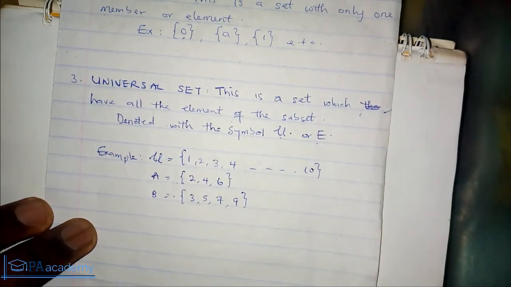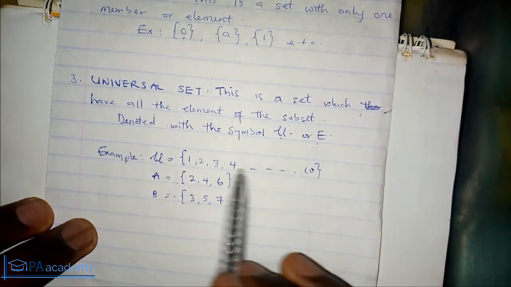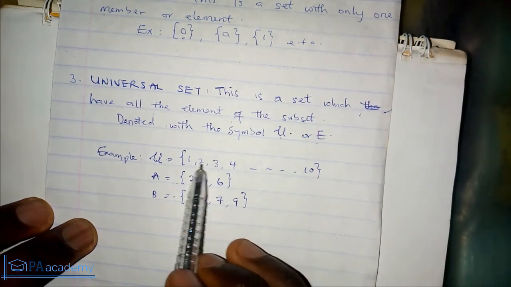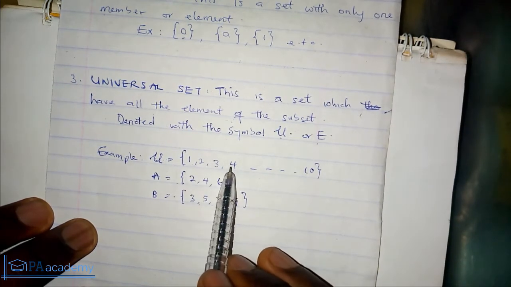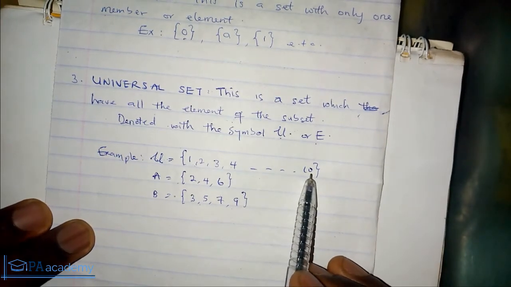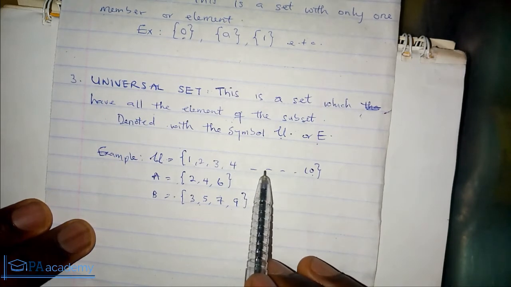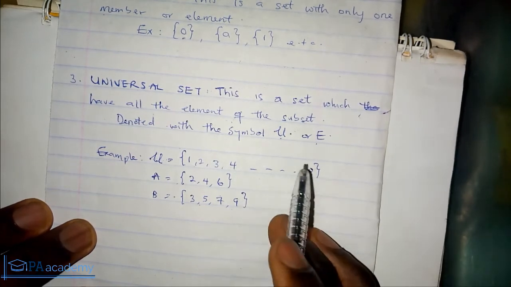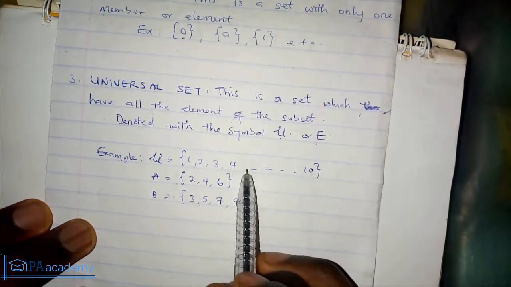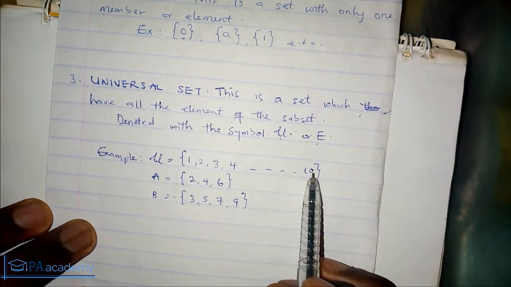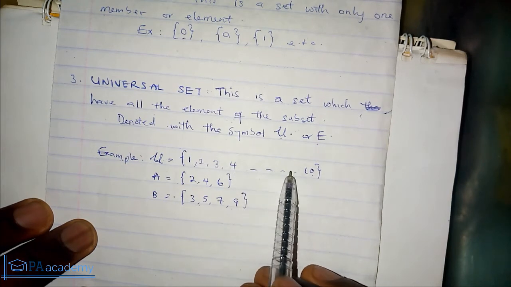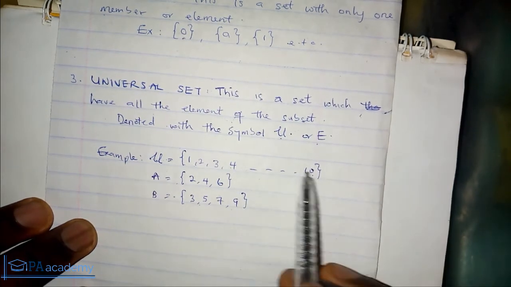Note that the way I've written it is 1, 2, 3, 4, then dash dash dash and 10. What it means is I just follow the progression 1, 2, 3, 4, so there's 5, 6, 7, 8, 9, and then 10. This tells us that there are elements in between. If the elements are so many and you don't want to write them out, you can leave this space and then put the last value. So the universal set is just 1 to 10.